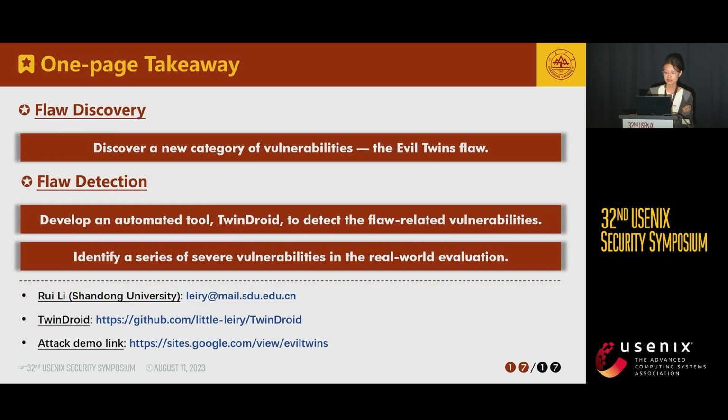We systematically studied the Android manifest processing procedures and discovered the evil twins flaw. By exploiting this flaw, a malicious app can achieve permission escalation. To detect this flaw, we developed an automated tool, TwinDroid, and identified 4 severe vulnerabilities in the real-world evaluation.